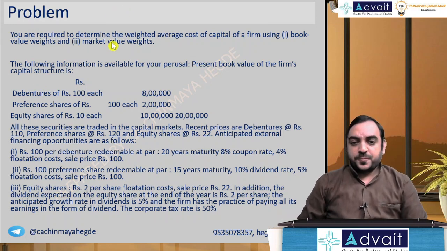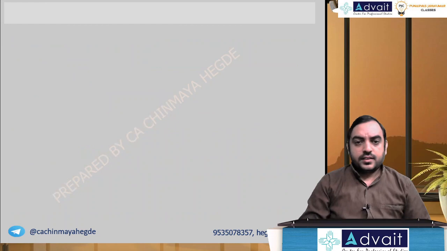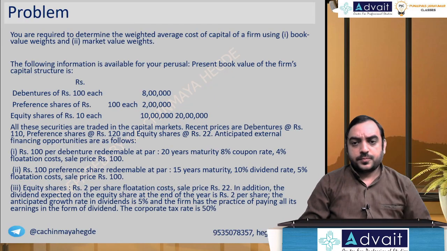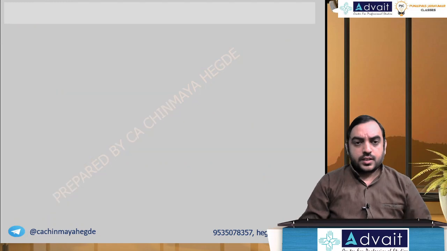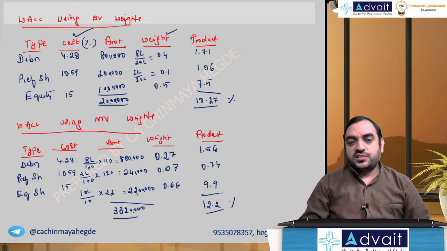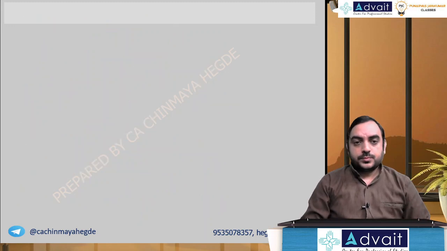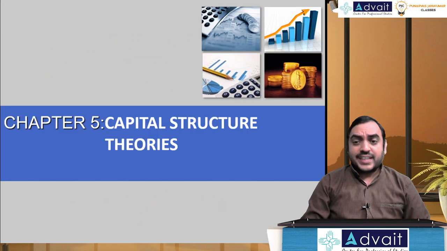Shall we move forward? This is the working note for the book value weights and market value weights. Okay, so I'll move forward. This is regarding cost of capital. Next, capital structure theories.